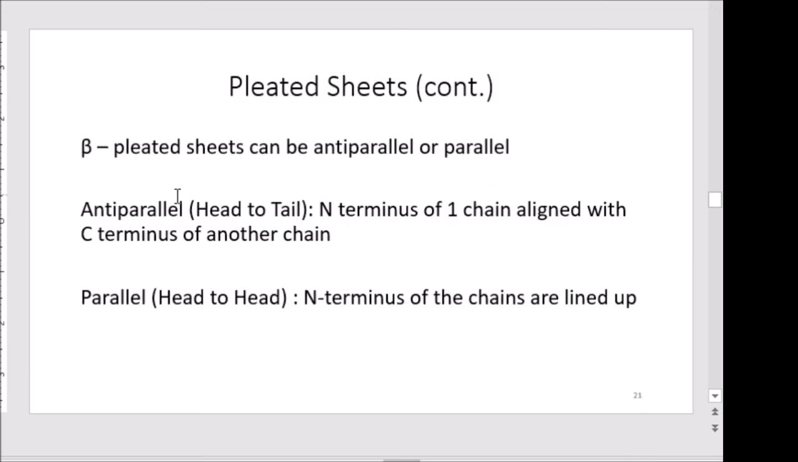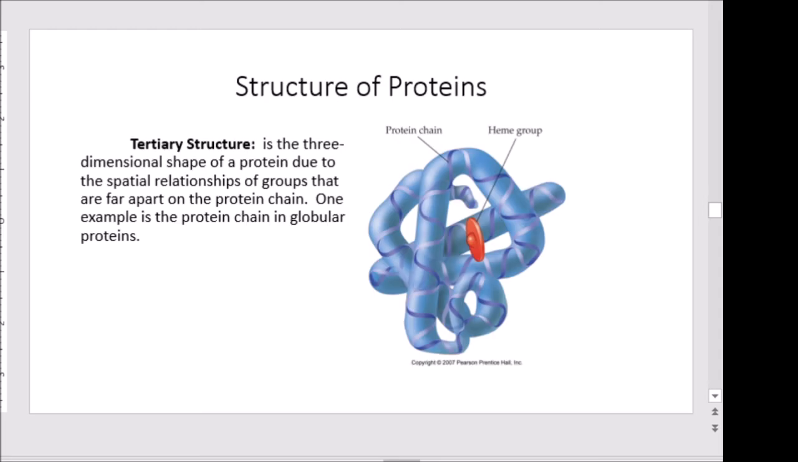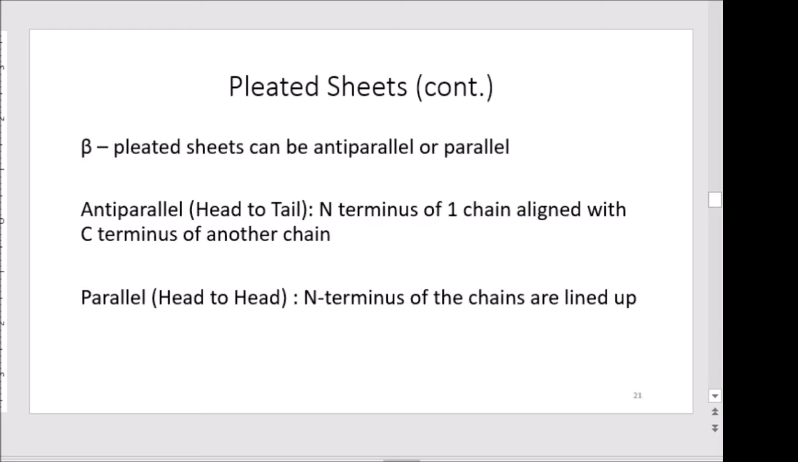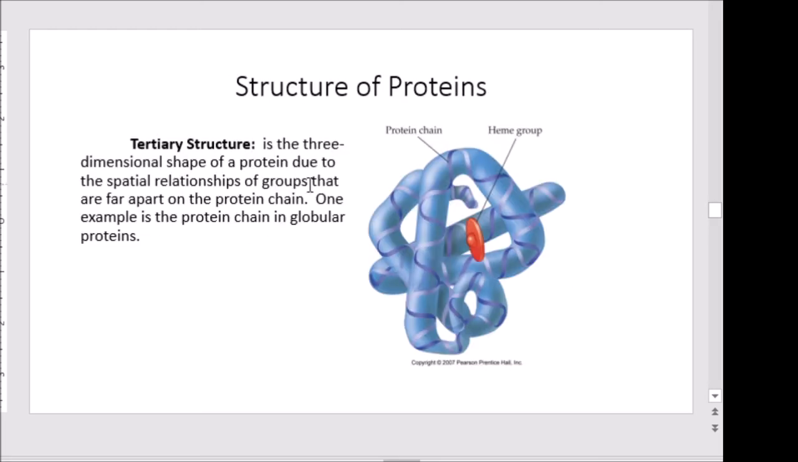All right, so when they come in together, they can either be parallel or anti-parallel. So parallel, then the N-terminus will be completely lined up. So if you think of the N as kind of being the head of the protein, it's the positive charge. Then if their N-terminus is lined up with the C-terminus, then it's going to be anti-parallel. All right. So that's easy enough. I don't ask too many questions on that.